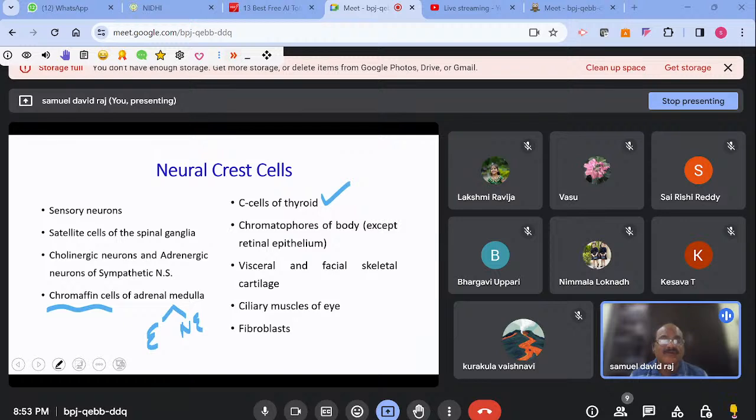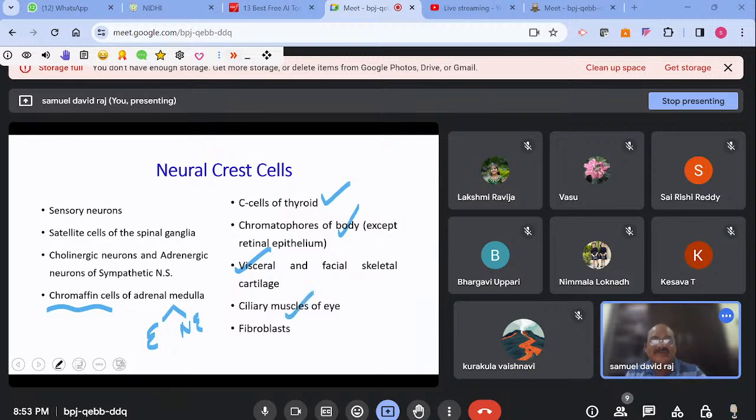And the C cells of the thyroid are those cells which secrete thyrocalcitonin, which is a hypocalcemic hormone. And chromatophores of the body, that means whatever pigmented cells are present in the body, except those present in the retina. And visceral cartilage as well as facial skeletal cartilage.